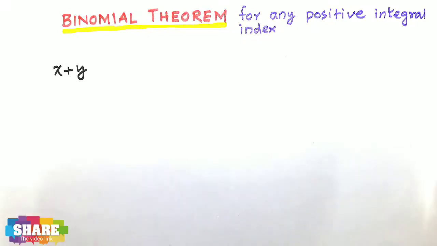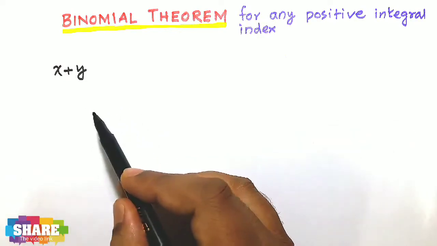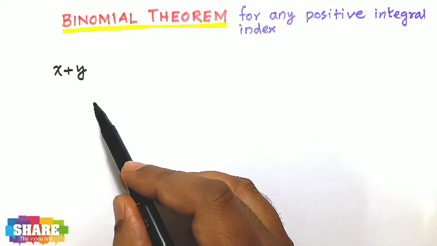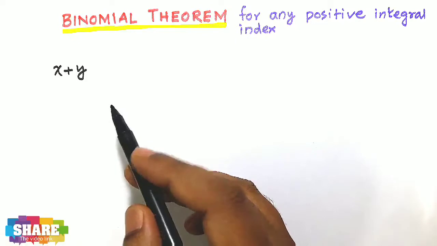Friends, an expression consisting of two terms is called a binomial expression. For example, we have written here x plus y. This x plus y is a binomial expression. The theorem that gives a formula for the expansion of some power of this binomial expression is known as the binomial theorem. Now let's start with the index 0.